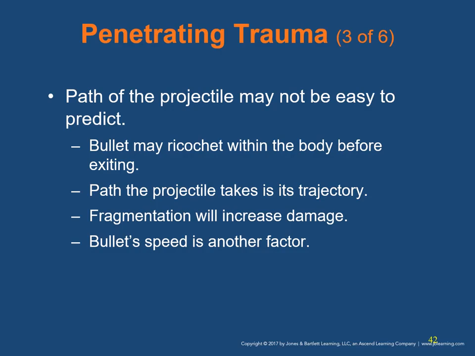In medium and high velocity penetrating trauma, the path of the projectile, usually a bullet, may not be easy to predict. The bullet may flatten out, tumble, or even ricochet within the body before exiting. The path the projectile takes is its trajectory. Fragmentation will increase damage. The bullet's speed is another factor in the resulting injury pattern.